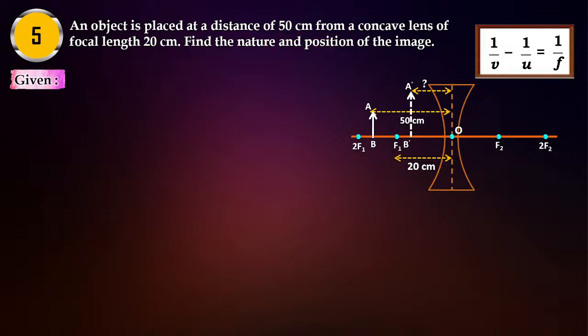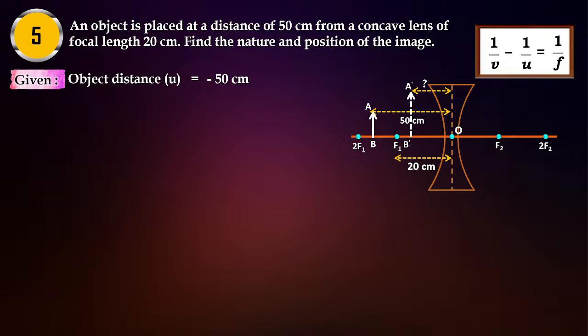Now look at this. An object is placed at a distance of 50 centimeter from which lens? Concave. So the focal length will be negative. Focal length is how much? 20. So will you take f as 20 or minus 20? Very good. Find the nature and the position of the image. Now let us try to do it. Object is 50 centimeter. Okay. Look at this, from the concave lens.